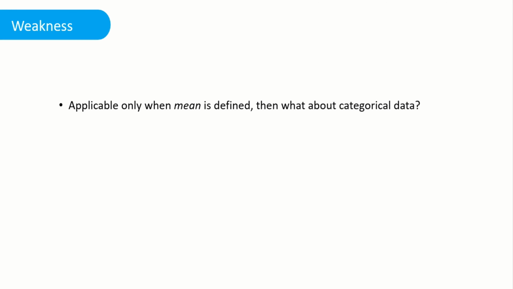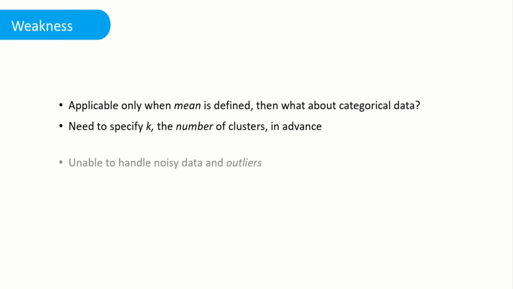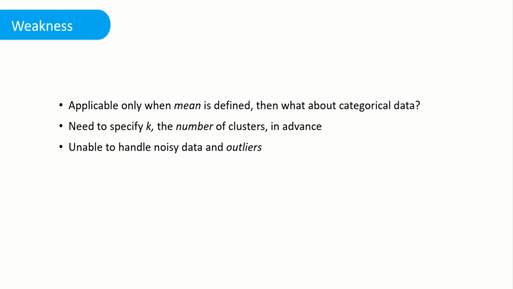Okay, now let's look at the weaknesses of the K-means algorithm. It is applicable only when the mean is defined. Then what about categorical data? And we need to specify K, the number of clusters, in advance here. What if we want to change it later? And it is unable to handle noisy data and outliers. What if some objects do not belong to any of the partitions?